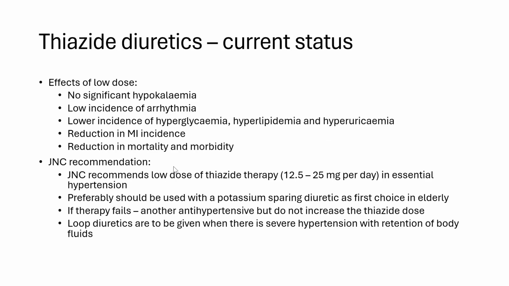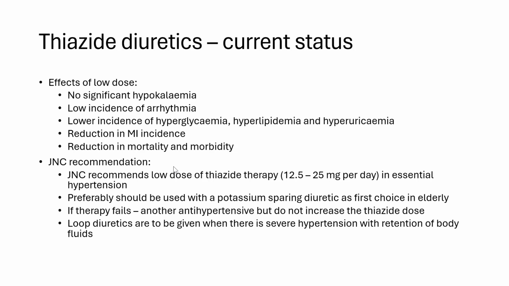As for the JNC recommendation for antihypertensive therapy, JNC 7 recommends a low dose of thiazide therapy, that is 12.5 to 25 mg per day in essential hypertension. Preferably it should be used with potassium sparing diuretics as a first choice in the elderly. If you administer diuretics in the elderly, then the first choice of diuretic should be a potassium sparing diuretic like spironolactone. Okay. If therapy fails, in that case use another antihypertensive, but do not increase the thiazide dose.